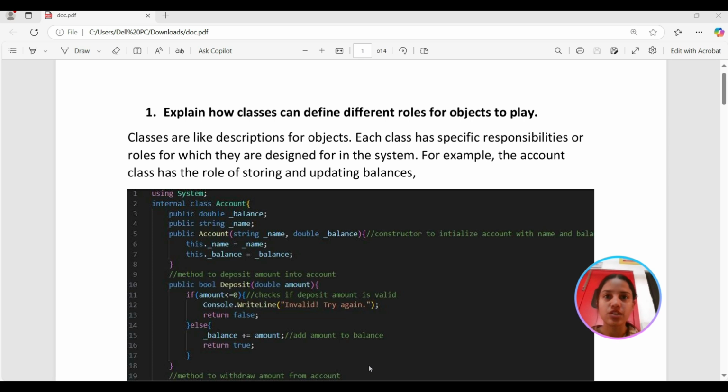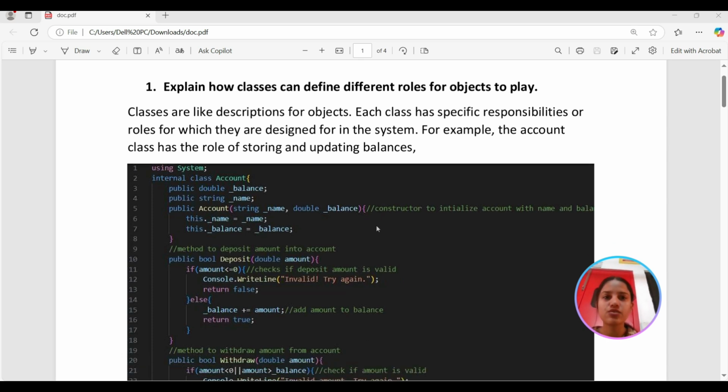In this video, we will be talking about how classes define different roles for objects to play, how this all ties to abstraction, and how encapsulation is used in the transfer transaction class. So let's dive in. The first question is we have to explain how classes can define different roles for objects to play.